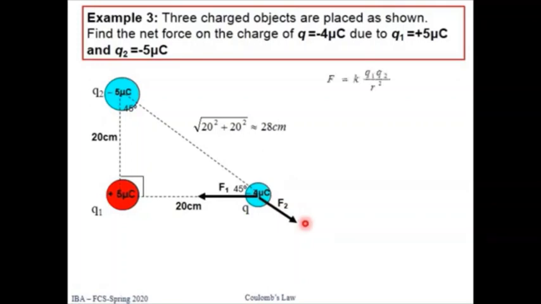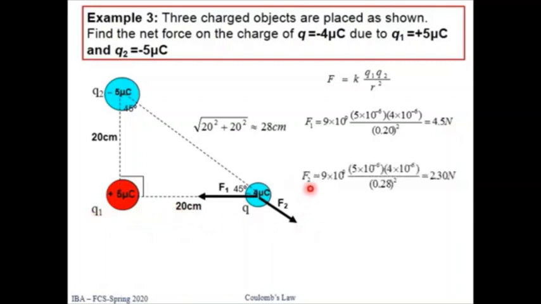Okay, now let's determine them one by one. This is Coulomb's law, and first let me find F1. Of course F1 has only one component because this is along the x-axis. F1 can be written as K Q1 Q divided by the square of the distance between the two charges, and you will have a magnitude of 4.5 Newton between Q1 and Q.